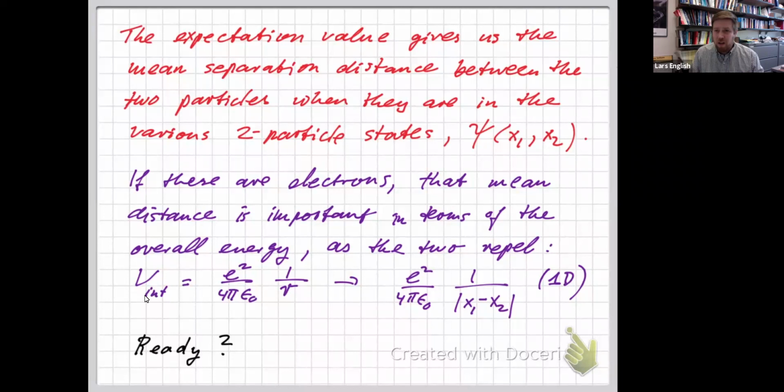Okay, so having said that, now we're going to launch into a whole set of very detailed calculations. But have the bigger picture in mind as we're doing it. We're trying to estimate the repulsive interaction between electrons.